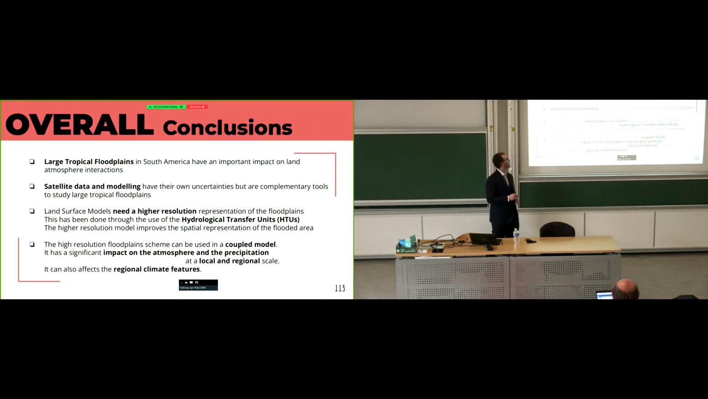So the overall conclusions of this presentation are that large tropical floodplains in South America have an important impact on land-atmosphere interactions, and that satellite data and modeling have their own uncertainties but are complementary tools to study the floodplains. Also, land surface models need a higher resolution representation of the floodplains, and this has been done by using the hydrological transfer units, the HTUs, and the higher resolution model also improves the spatial representation of the flooded area. We also use this high resolution floodplain scheme in a regional climate model, and it has a significant impact on the atmosphere and the precipitation at local and regional scale. And this can also affect regional climate features such as the Chaco Low precipitation.